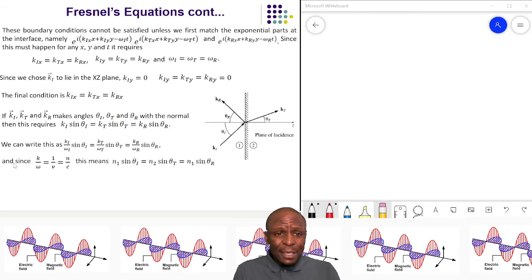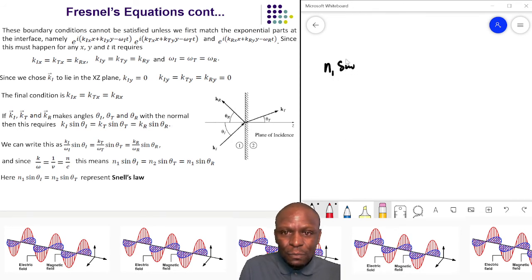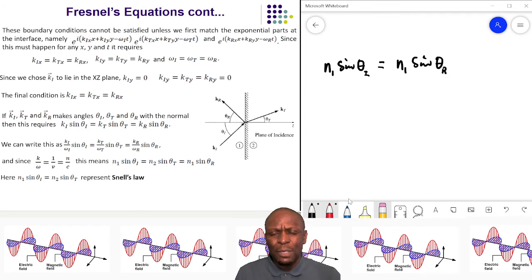Now, because of this relation, I can write this in terms of the refractive index, and that is nothing else but the Snell's law. Right. So that is just Snell's law. But let us just talk about this equation here. For example, if N1 sine theta incident is equal to N1 sine theta reflected. This is what I wanted us to talk about.